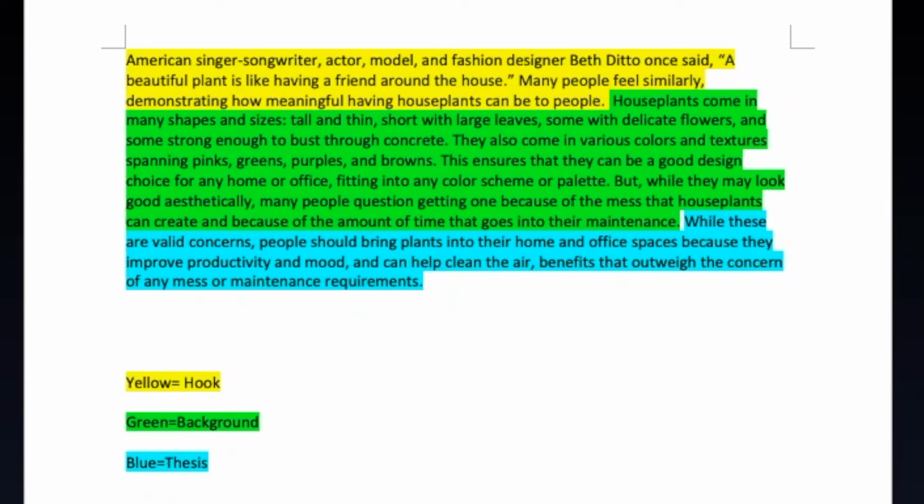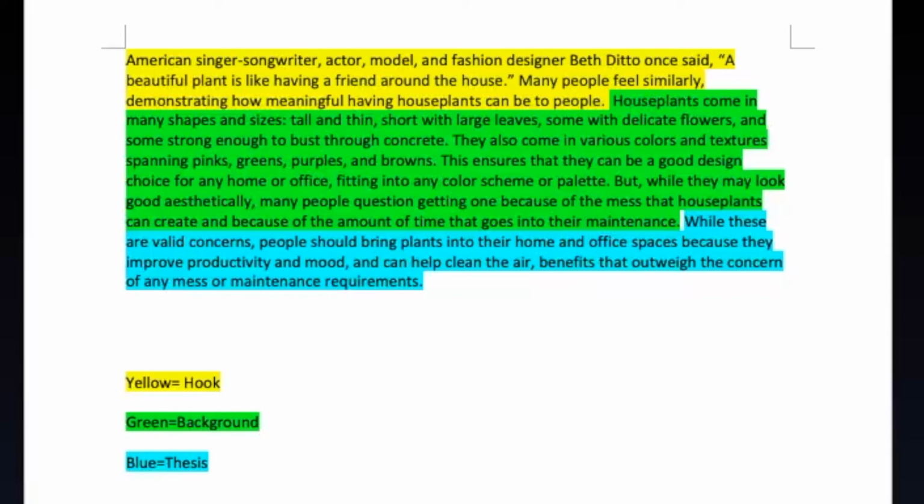So the next section would be the background information. Here we're trying to provide a little bit of information about houseplants that people might need to understand the context or the scope of this argument. We're also still trying to be broad and narrow as we go along. Each sentence should become a little bit narrower than the one before, leading to our final section, the thesis. So let's read through that background information.